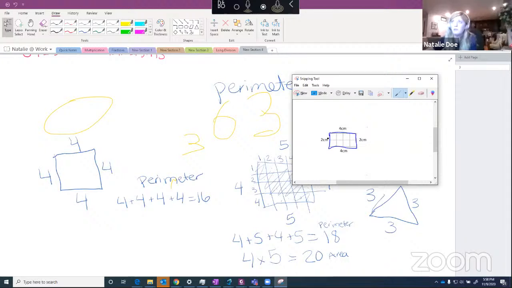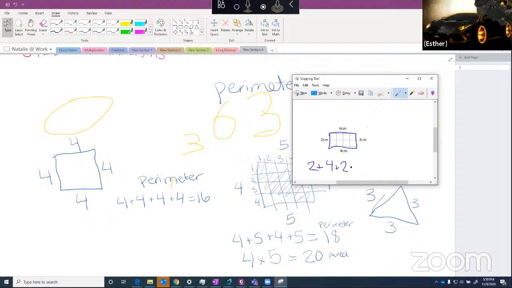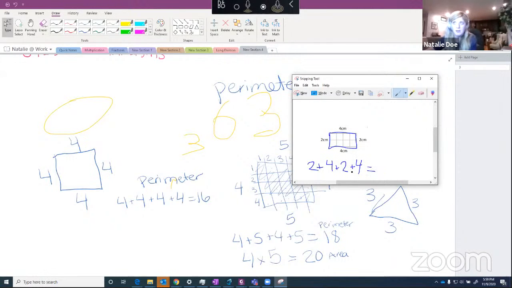All right, so what we would do is add up all 4 of these sides. So we're going to go 2 plus 4 plus 2 plus 4. And that's going to be our perimeter. So what does this add up to? 12. Good job, Modi.